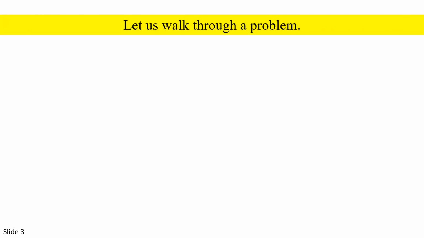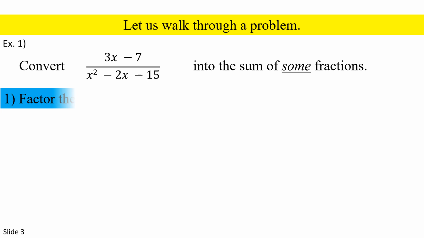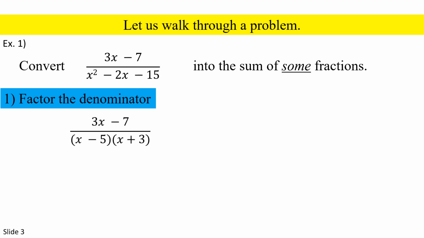Let us walk through a problem. Example 1. Convert 3x minus 7 over x squared minus 2x minus 15 into the sum of some fractions. First, we have to factor the denominator. So we need to factor x squared minus 2x minus 15. And that is x minus 5 and x plus 3.